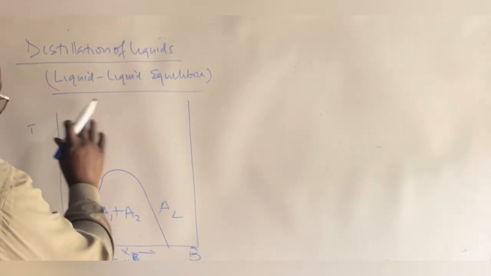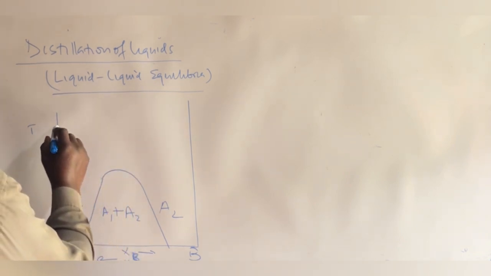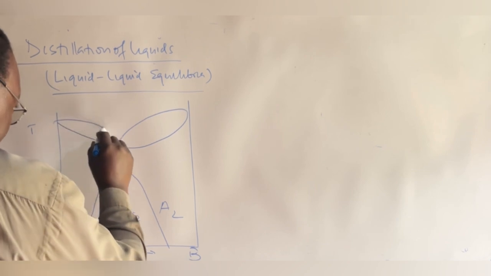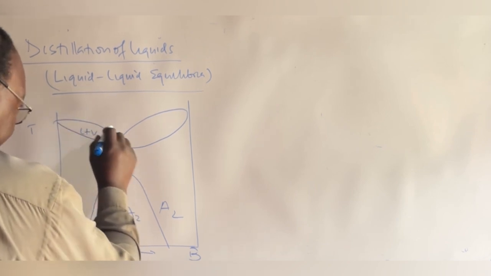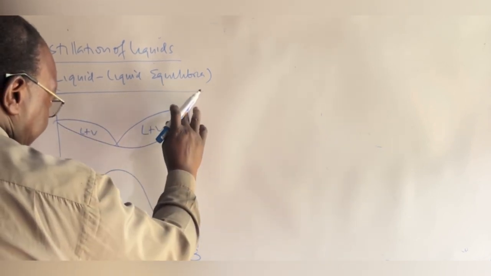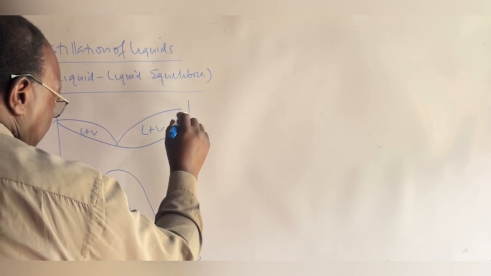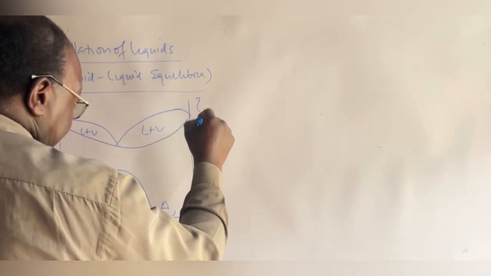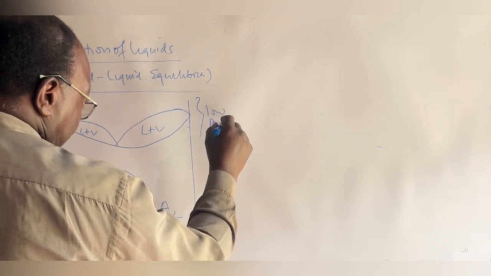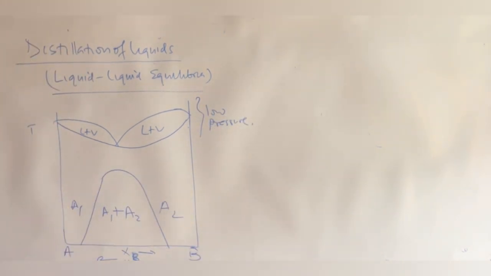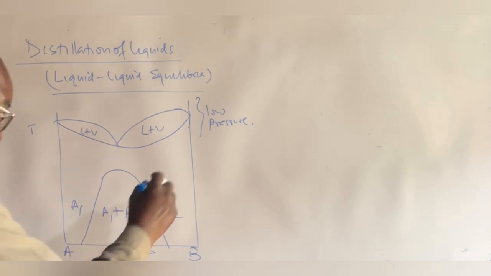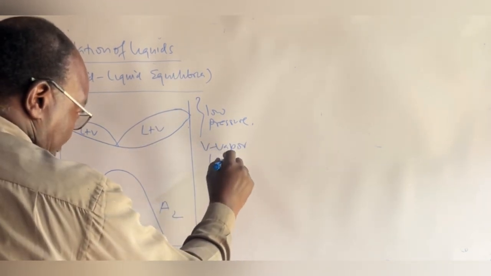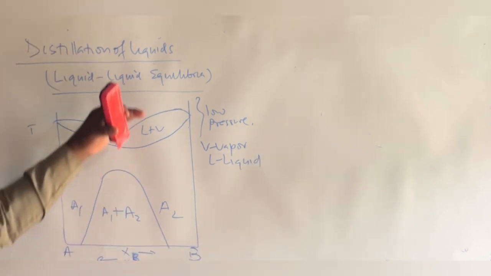Now, if the pressure is low, we will have the appearance of vapor. So we'll have liquid plus vapor if the pressure is low. That is, at low pressures, vapor will appear. V is vapor, remember, and L is liquid. So at low pressures, vapor will appear.